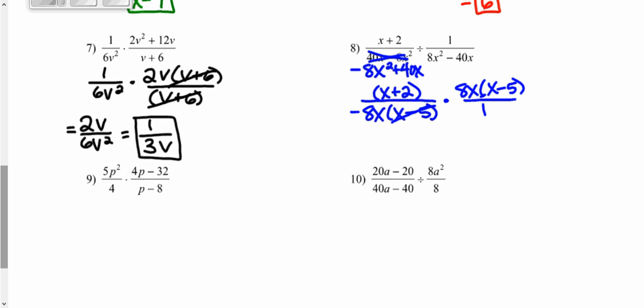So x minus 5 is the same, and also 8x is the same, but don't lose that negative. So you can write your final answer a couple different ways. You can write it as x plus 2 over negative 1, or you can actually divide both of those by negative 1 if you would like. Either way.